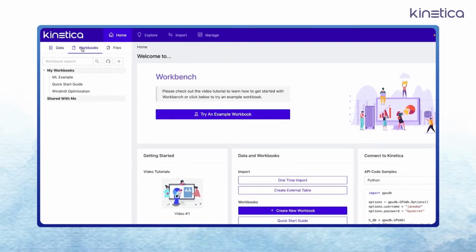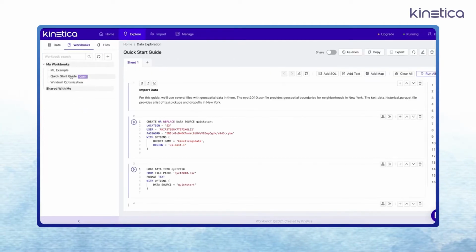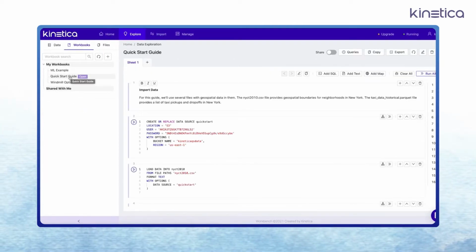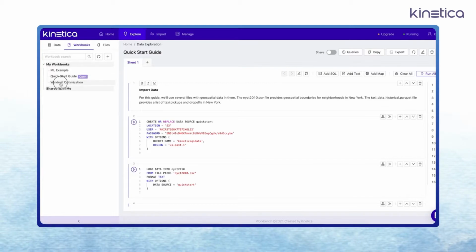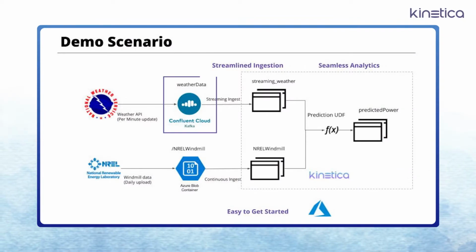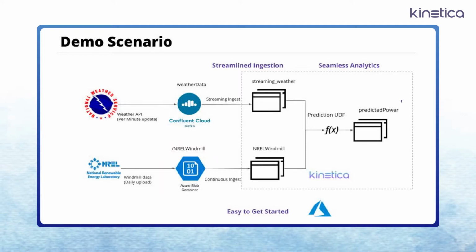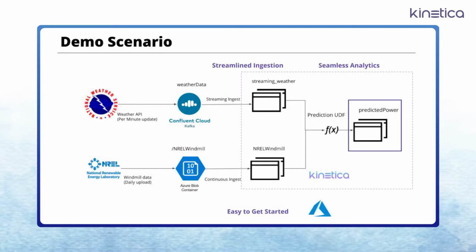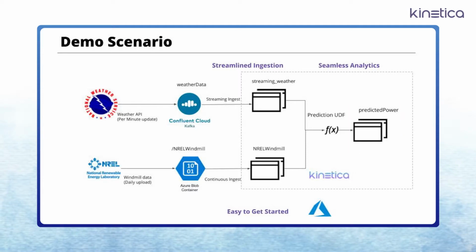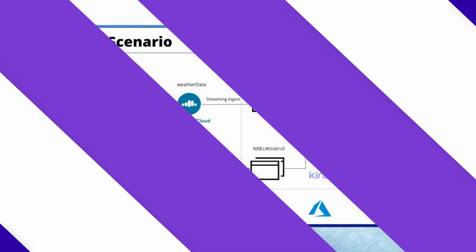Now let's look at workbooks. The first one is the Quick Start Guide, which is our standard workbook populated with demo data. We're going to focus on the Windmill Optimization workbook. In this scenario, we are getting weather data streaming live in real time via Kafka and historical sensor data from the windmill. We're going to combine these two to predict the windmill's power production based on the live weather conditions. So first, we're going to create the data source, which is where we are going to get the data from.